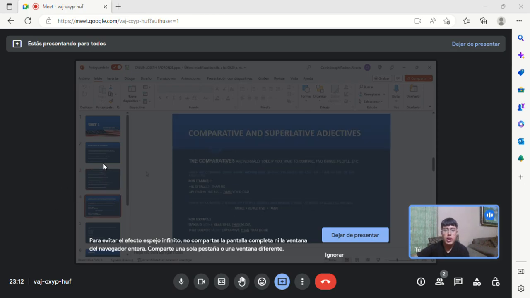Also, we have the comparative and superlative adjectives. The comparative is normally used if you want to compare two things, people, etc. When we compare using short words with one or two syllables, we add -er at the end of the adjective. For example, he is taller than me. My car is cheaper than your car.